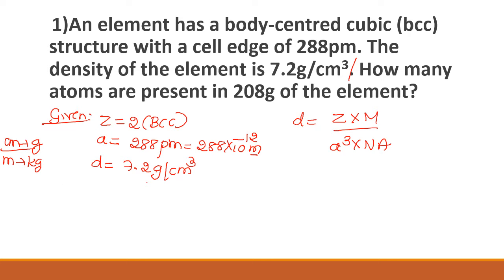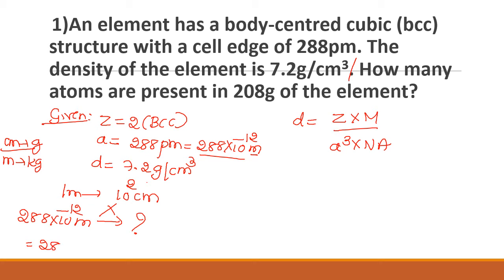So let us write 1 meter equal to 10 to the power 2 centimeter, and let us convert 288 into 10 to the power minus 12 meter to centimeters. Let us do the cross multiplication here. The answer is 288 into 10 to the power minus 12 into 10 to the power plus 2. It is 288 into 10 to the power minus 10 centimeters. So now let us substitute. We need molar mass.